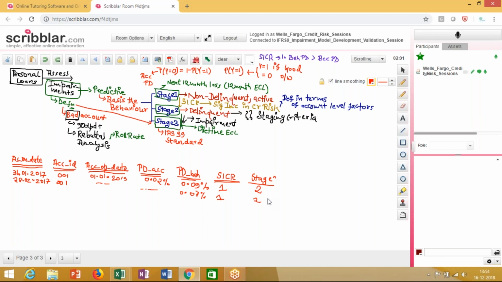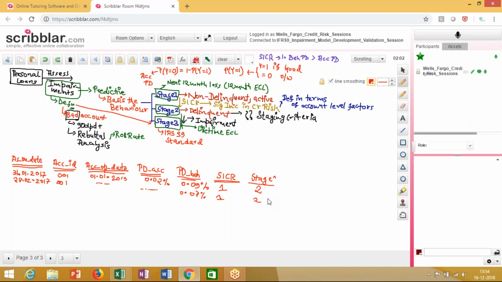So we are bifurcating the accounts. Like now we are in the process of... We don't use the word bifurcating over here. We use the term staging the accounts. Because in IFRS9, doing the staging exercise is the most important exercise.